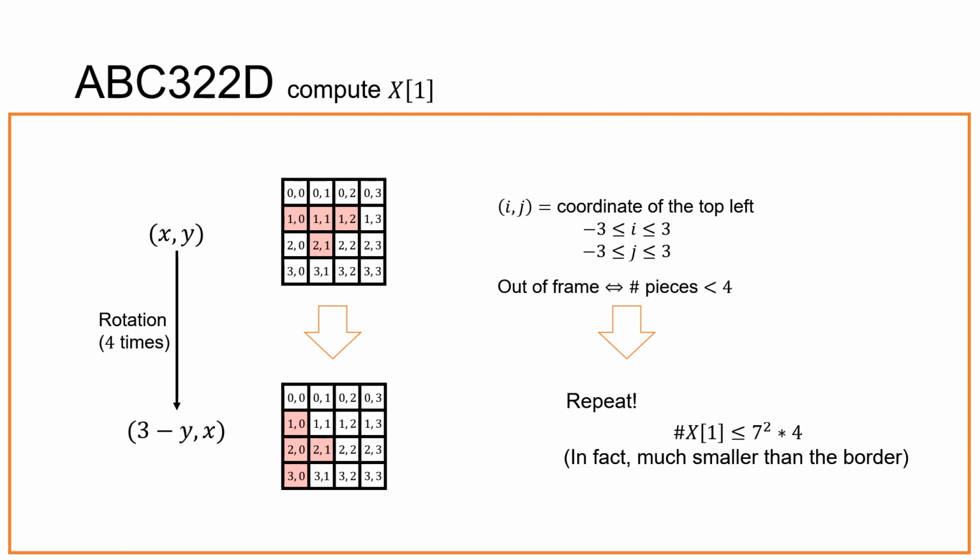Note that the size of it is at most 7 squared times 4, and it's small enough, but in fact, the real value of the size of x of 1 is much smaller because most translations are unacceptable. We should do this process for all the polyominoes beforehand.